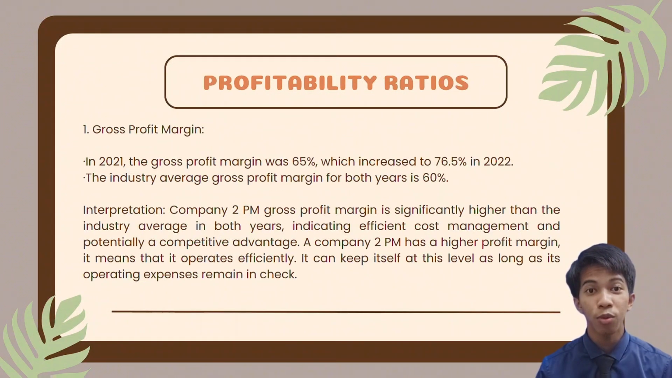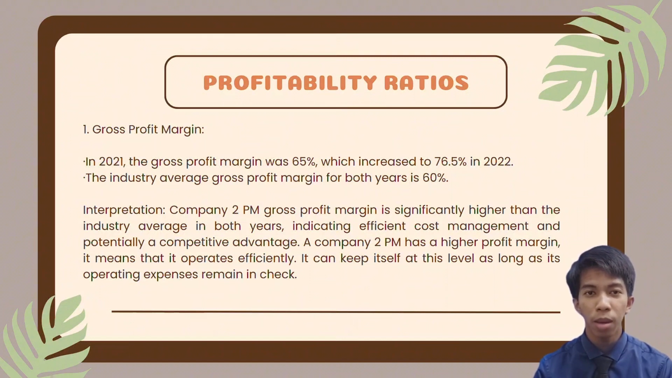As for the gross profit margin, in 2021, the gross profit margin was 65%, which increased to 76.5% in 2022. The industry average gross profit margin for both years is 60%. As for the interpretation, company 2PM's gross profit margin is significantly higher than the industry average in both years, indicating efficient cost management and potentially a competitive advantage.